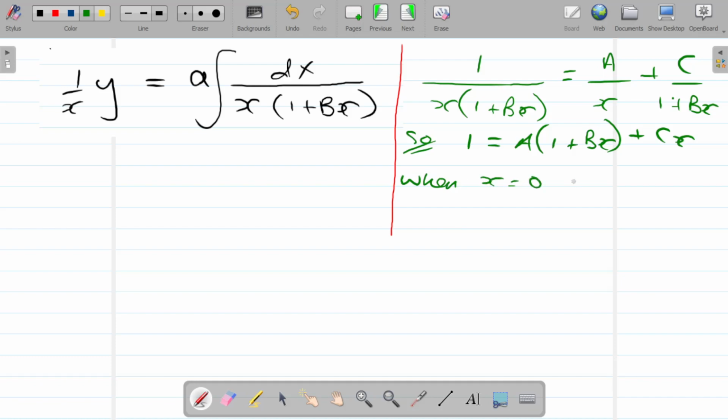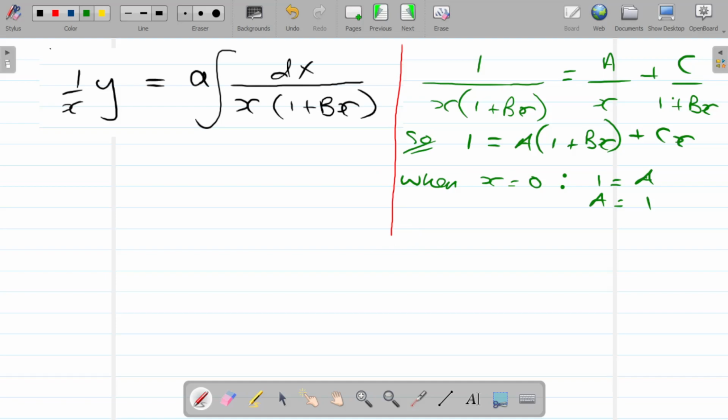So when x equals 0, you can see that this is equal to 0 and this is equal to 0. So we're left with, I'll just get rid of what I wrote up there. There we are. When x equals 0, 1 equals a, it's actually a times 1 plus 0, but you just leave it as a. And we can write that as a equals 1 if you like, if you're that fussy. Okay, so now we've found our first constant a, what is our constant c?